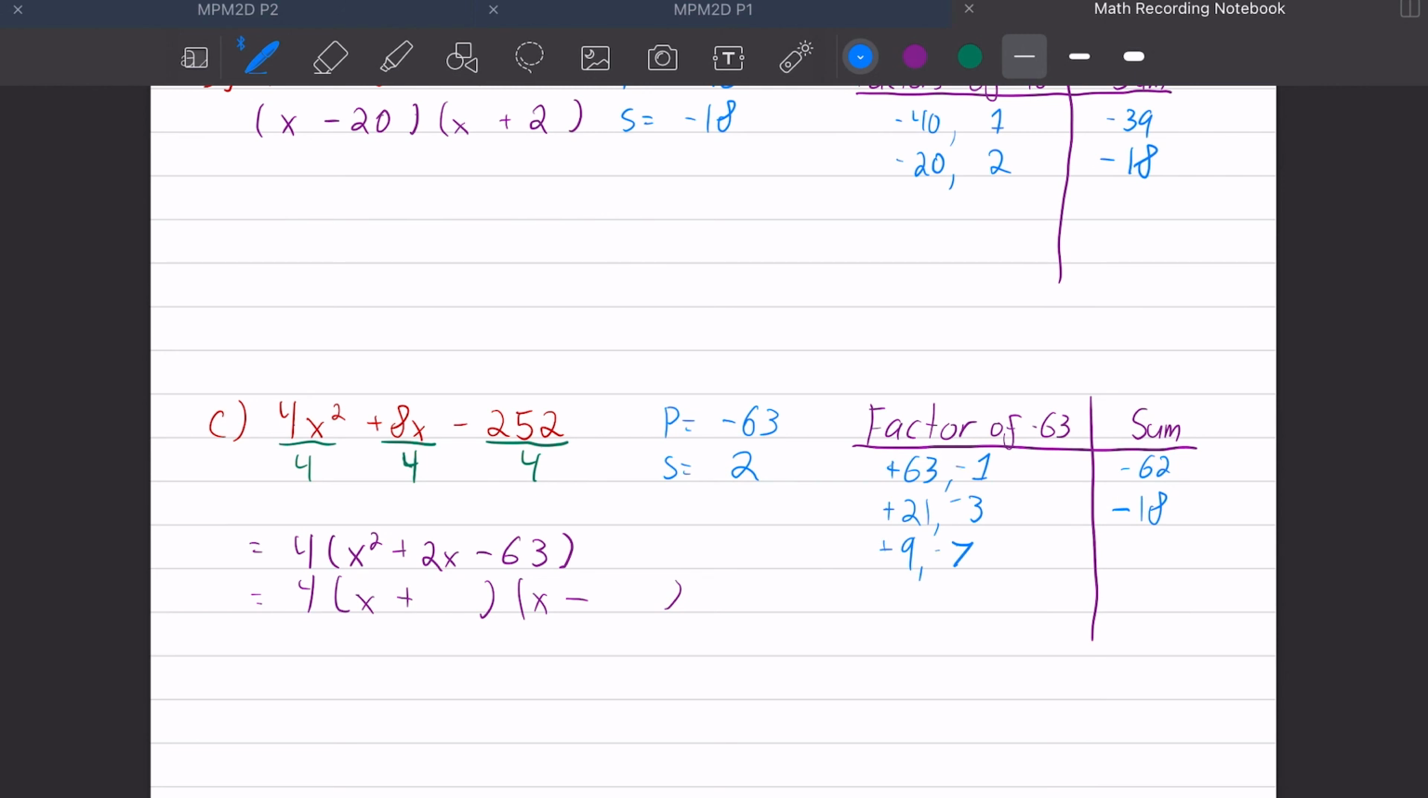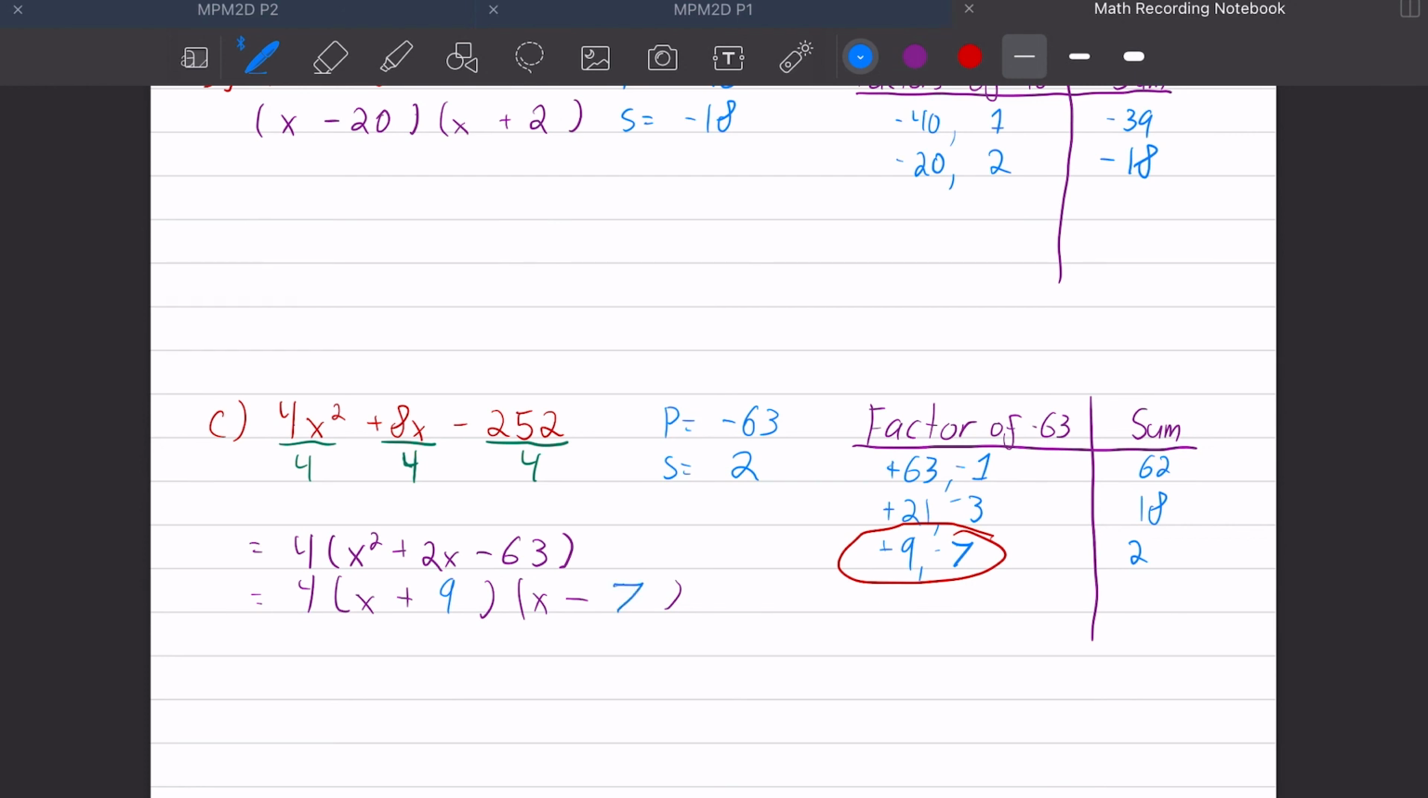So I'm going to do that quickly. You guys noticed that I made that mistake, but we can easily just delete that. We're good. So positive 9 times negative 7 gives us negative 63. And when we add those together, we're going to get 2. These are the numbers that we want. Let's circle them in red. So we're going to put those two numbers in the correct spots. So x plus 9, x minus 7.